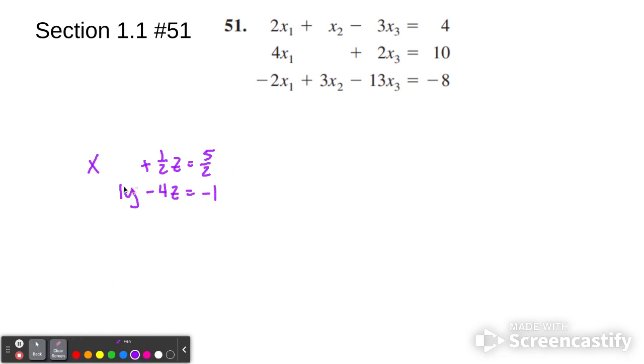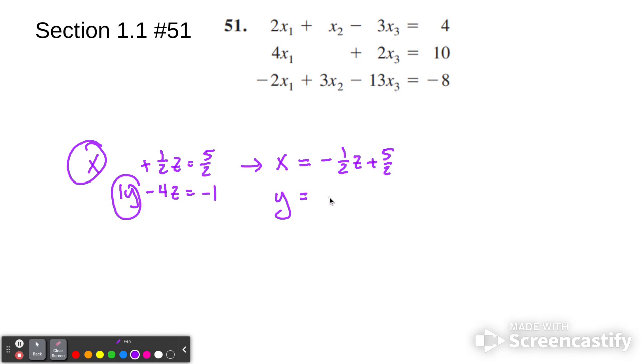At this point, I can see that I have this guy solved for x, this guy is solved for y. They both are in terms of z. So they have z's in them. And so I can go ahead and move things over. So this guy becomes x is equal to negative 1/2 z plus 5/2. This one becomes y is equal to 4z, sorry about that, 4z minus 1. Okay, so we come along, we're going to let z be equal to k.